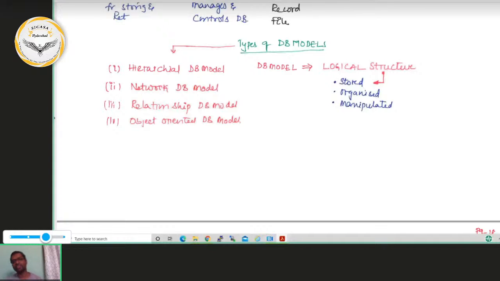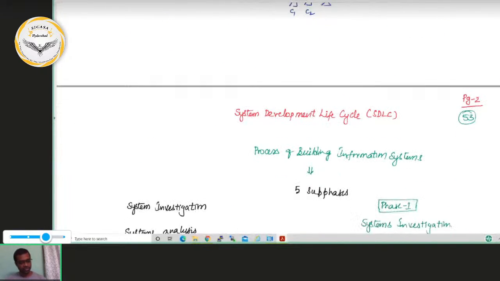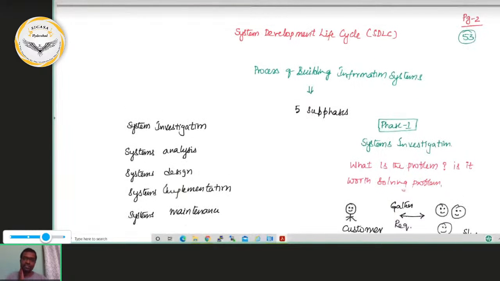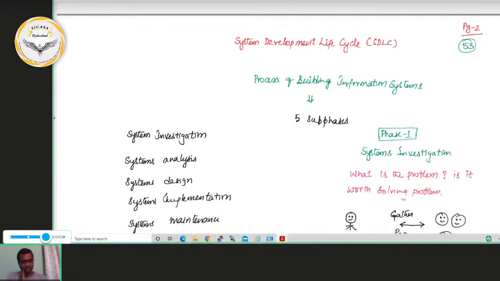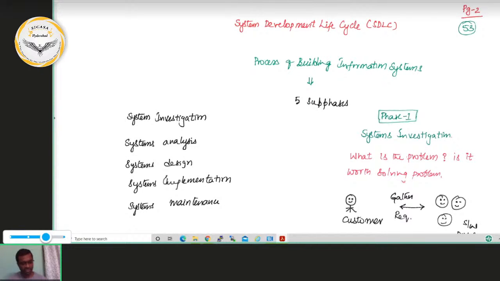I'll give you only the basics of SDLC. What do you mean by SDLC? SDLC is the software development lifecycle. Why do you require it? It is a process or methodology through which an information system will be developed. We have 5 phases: first systems investigation, second systems analysis, third systems design, fourth systems implementation, and fifth systems maintenance.